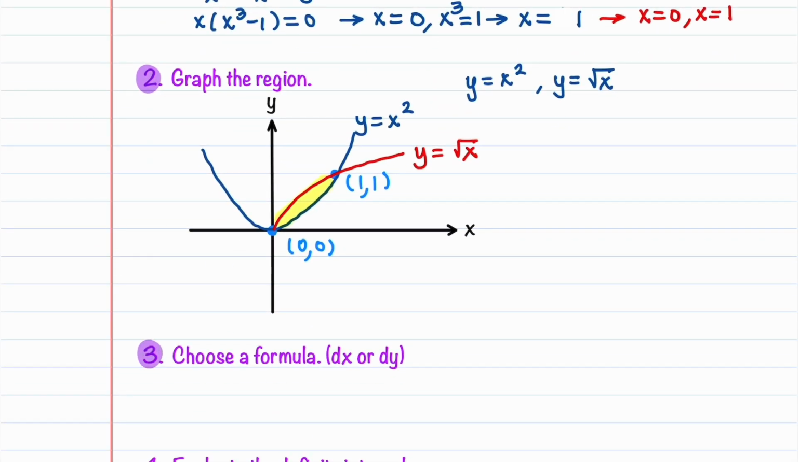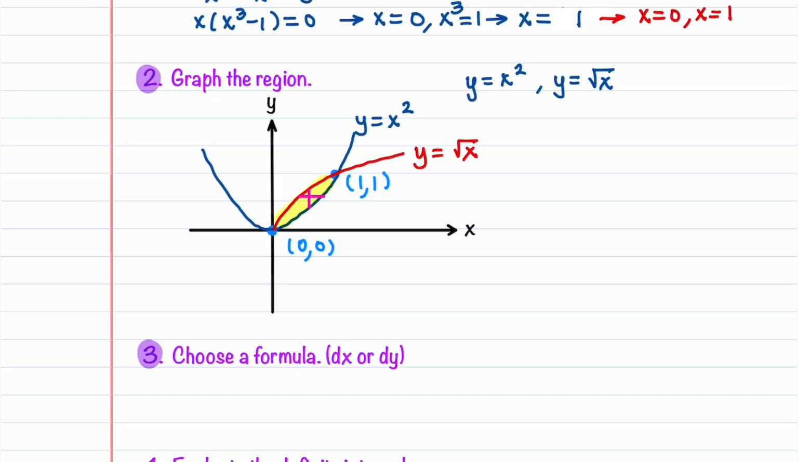Now we have to choose a formula for our area. We have to choose if we want to integrate with respect to x or with respect to y. If we integrate with respect to x, we need one curve on the top and one curve on the bottom. If we draw a straight line here, we can see that we do have a curve on the top and a curve on the bottom. Now let's see if we can integrate with respect to y. If we integrate with respect to y, we need a curve on the right and a curve on the left. And we have that as well. With this problem, we can choose to integrate with respect to x or with respect to y.